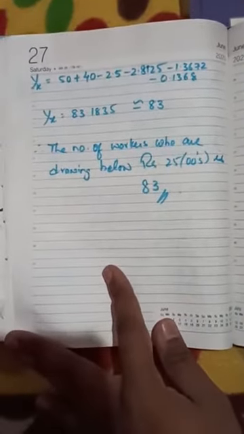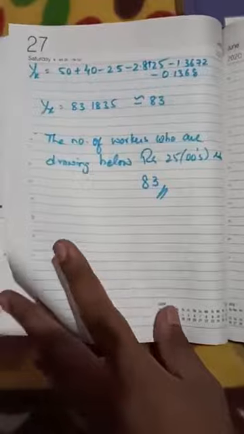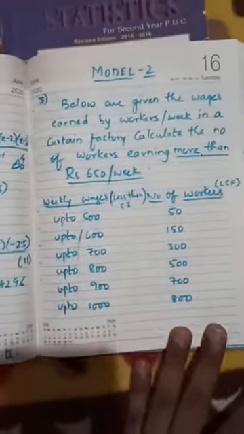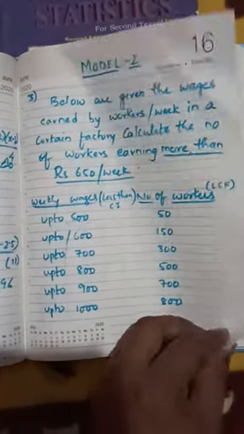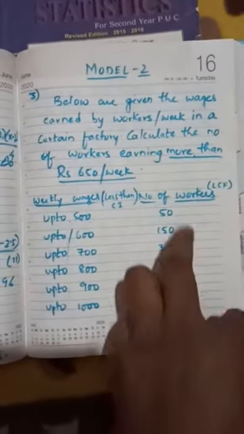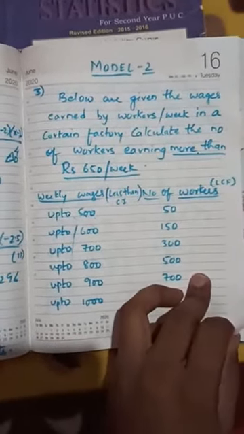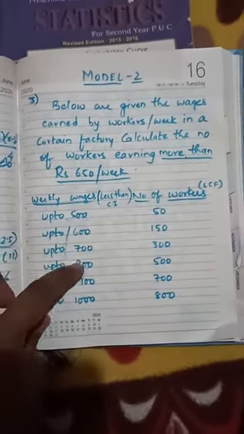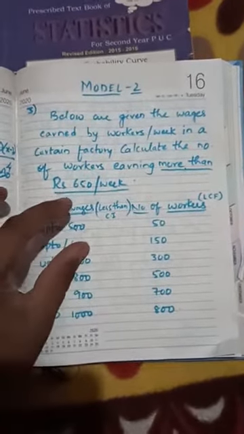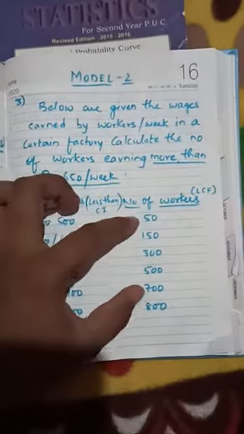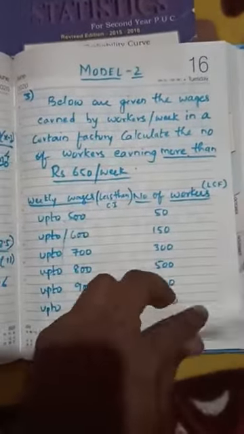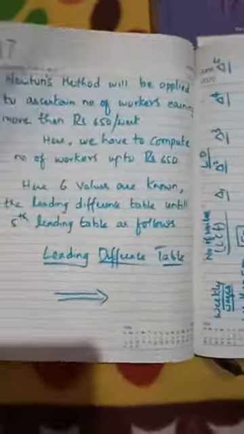So very simple, students. You need not worry much. I'll just show you once again all the problems. Have a glance at today's class. This is the first problem, where more than is asked. So more than means so many things we need to calculate. That is the reason, within 650, what is there we calculated, and from the total we removed it. That's it.